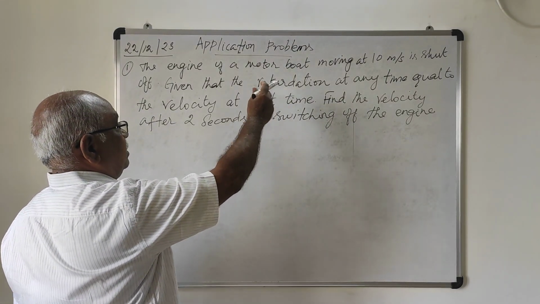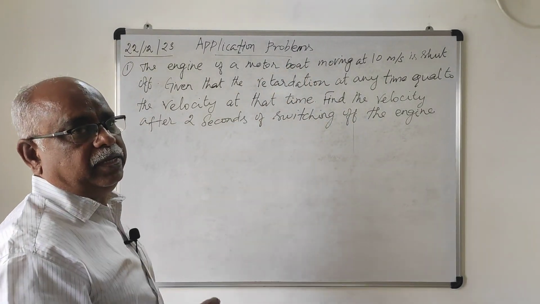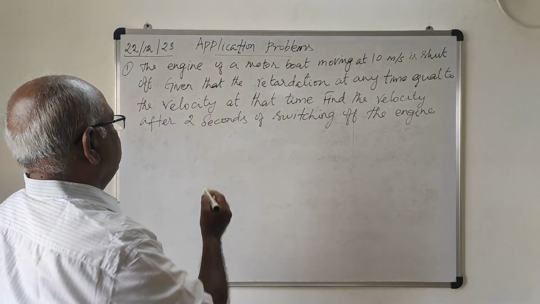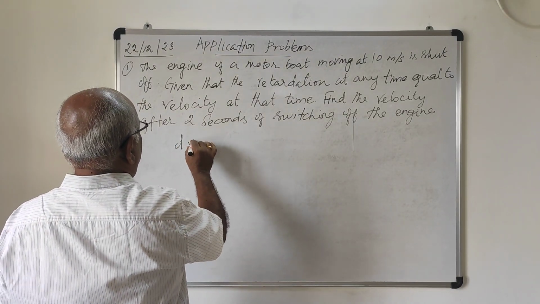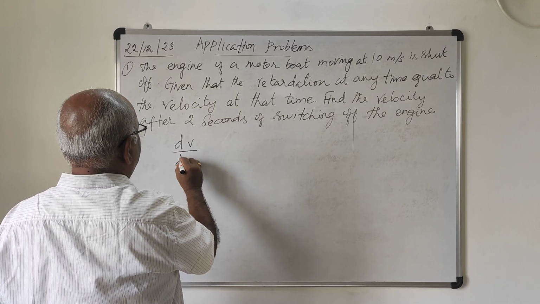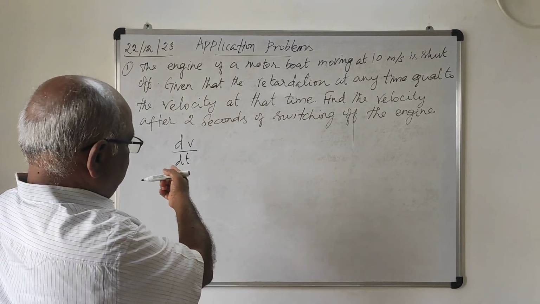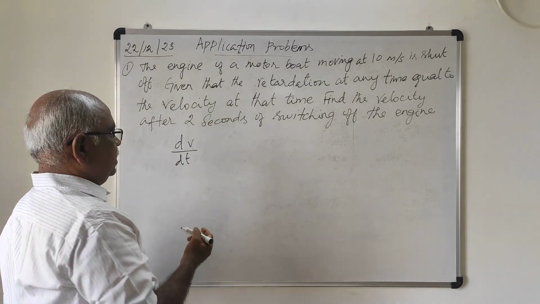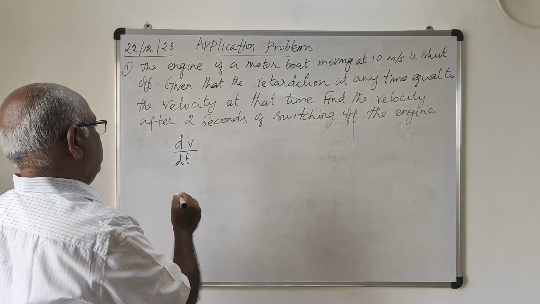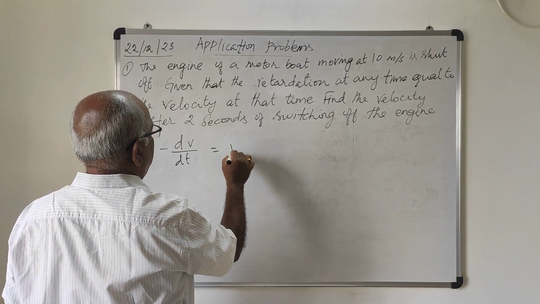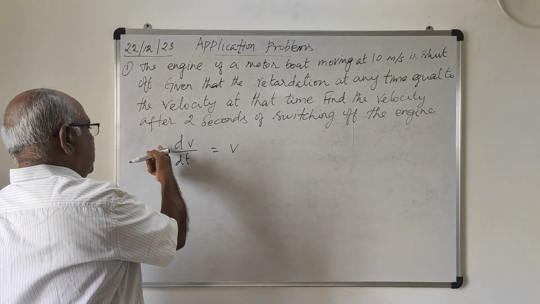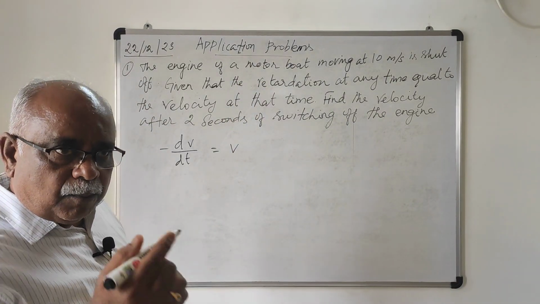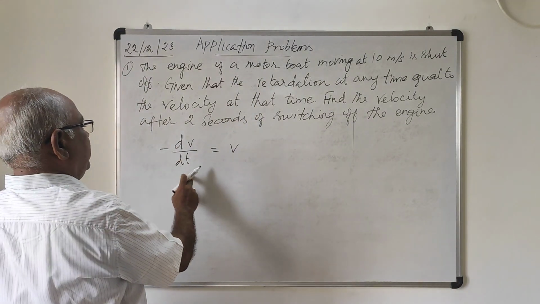The retardation of the boat is equal to the velocity. Retardation means opposite of acceleration. The derivative of velocity with respect to time, dv by dt, is acceleration. But retardation is the opposite of that. Therefore, minus dv by dt is equal to the velocity of the motor boat. The minus symbol indicates the retardation. So minus dv by dt equals v.